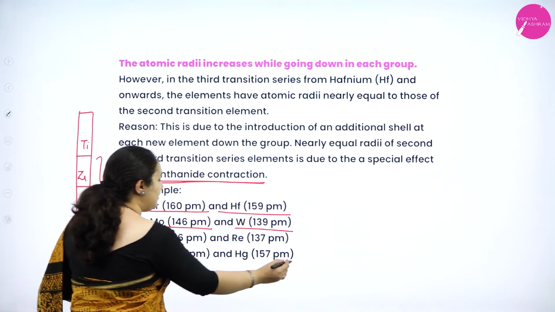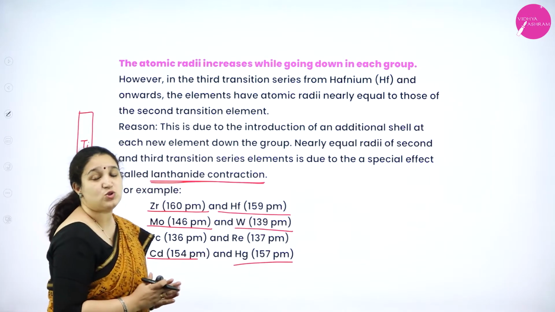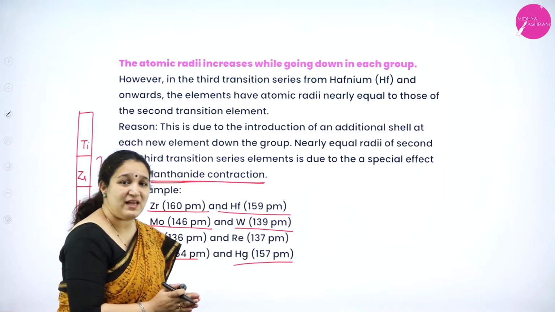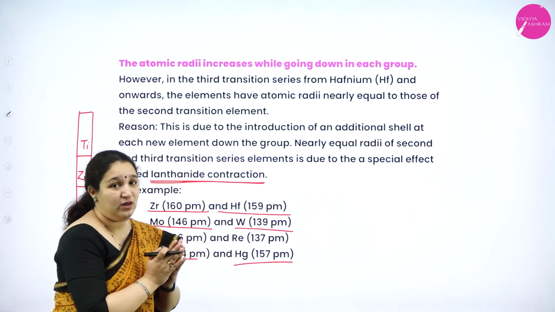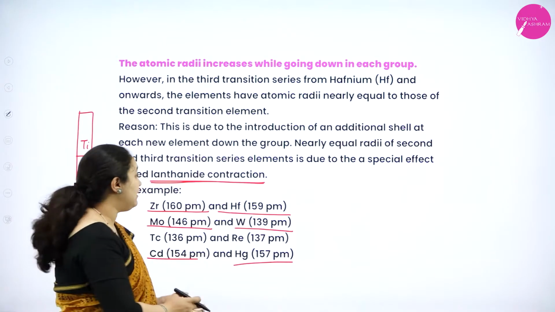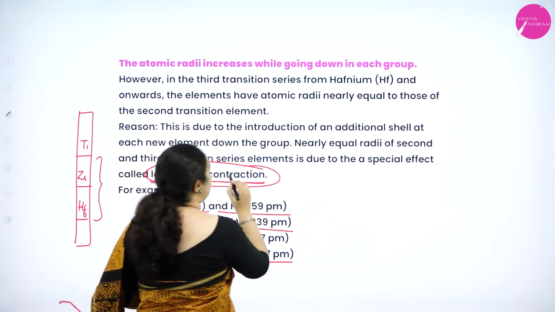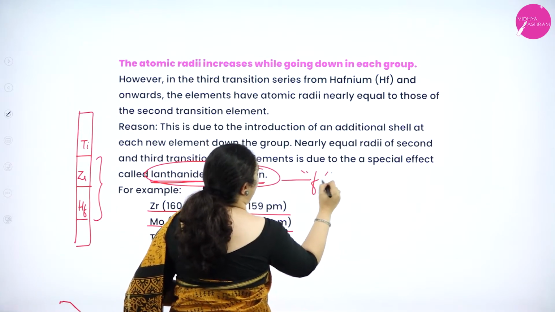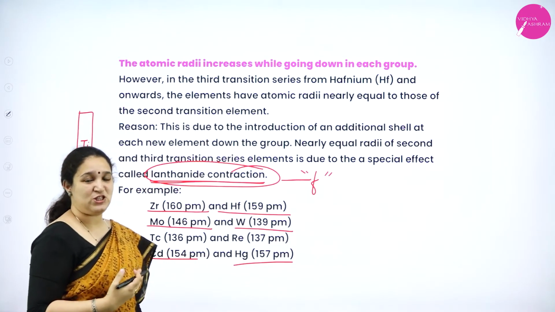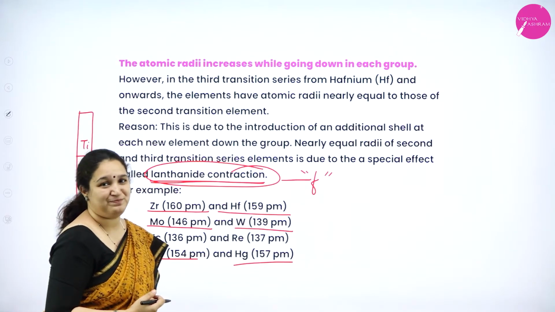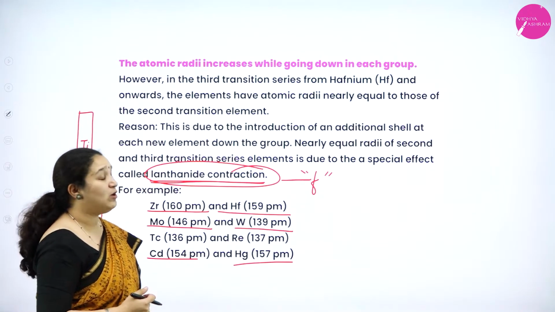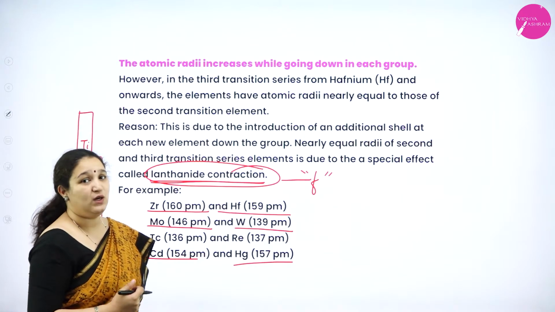You can see cadmium and mercury also. They are very close to one another, and the reason behind this is lanthanoid contraction. More about lanthanoid contraction I shall explain when I am doing f block elements. It's a special type of effect which is seen. So that's about what happens down the group.